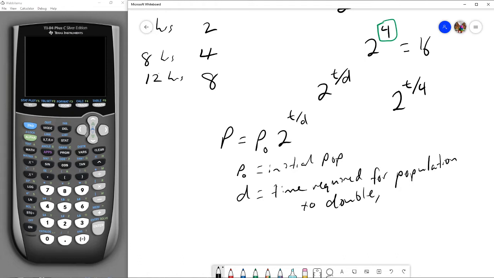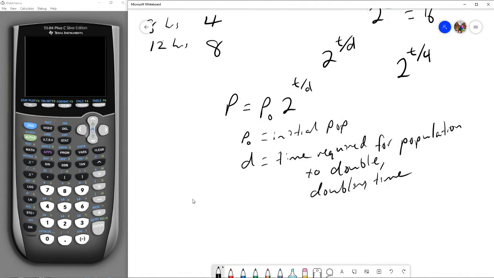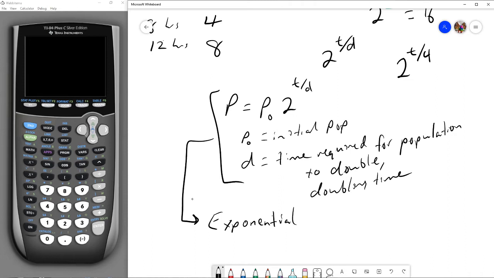The short way of saying this is just doubling time. So this equation here models what's called exponential growth, and this is the doubling time model. Exponential growth, there we go. And this is, again, the doubling time model.